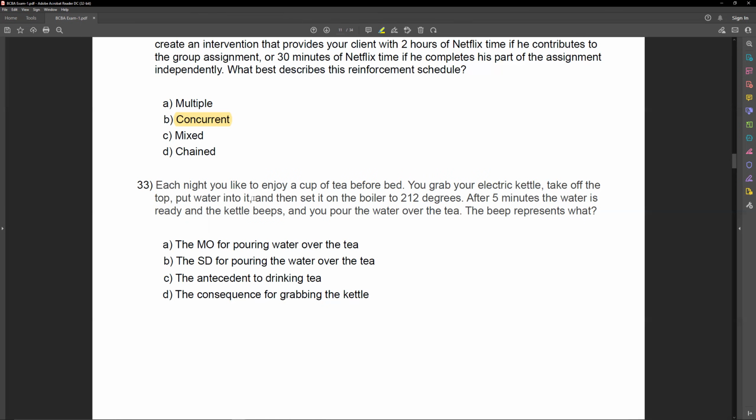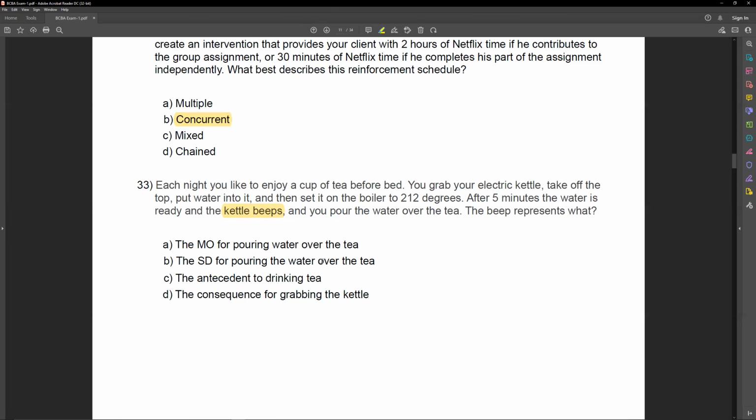You grab the kettle, set the boiler. After 5 minutes, the water's ready. The kettle beeps, okay? What happens immediately after the kettle beeping? You pour the water. So the kettle beeping is some sort of antecedent for what, right? It's an antecedent to you pouring the water, okay? So C, the antecedent to drinking the tea. No, that's pouring the water is the antecedent to drinking the tea.